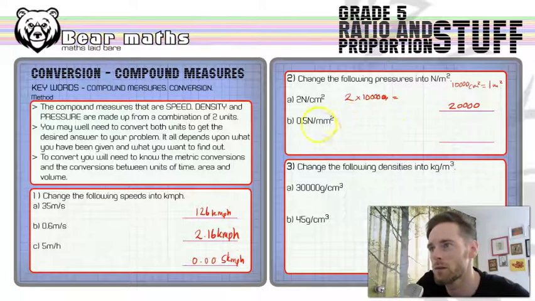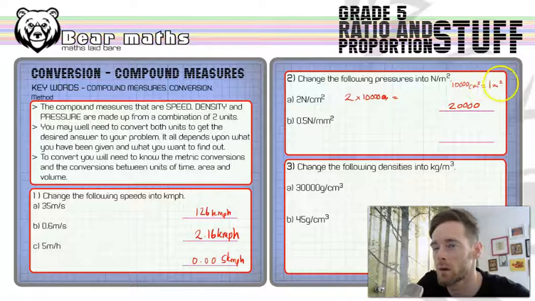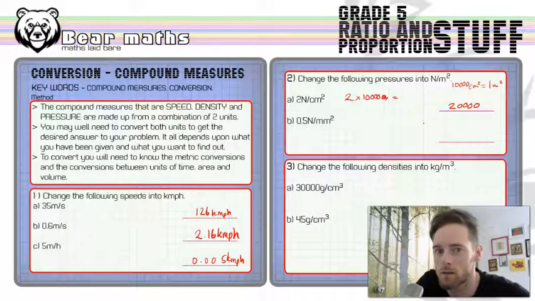That's that. This one's a little bit more complicated because we're starting with 0.5 newtons per millimeter squared. We need to know the conversion rate between millimeters squared and centimeters squared, and then centimeters squared into meters squared. We've got the centimeters squared and the meter squared up here already. There are 10 millimeters in a centimeter, as I've done in a separate video, so there are 100 millimeters squared in 1 centimeter squared.